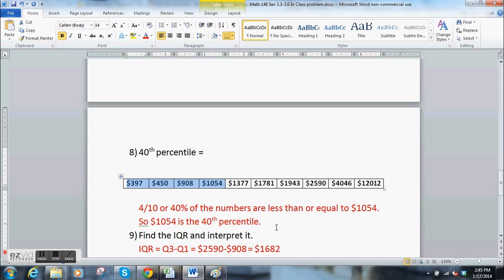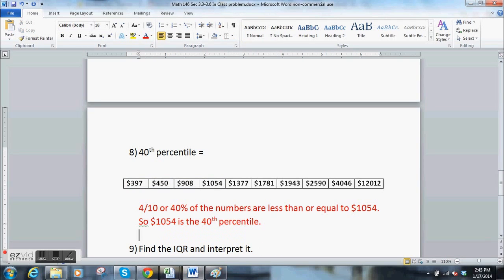And suppose I had asked for something harder, like what is the 44th percentile? That would be a lot harder. So for the purposes of a small data set, I'm going to make it easy for you and have it be a percentile that's easily divisible by the number of data points.